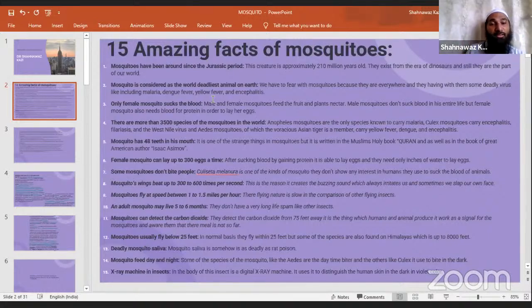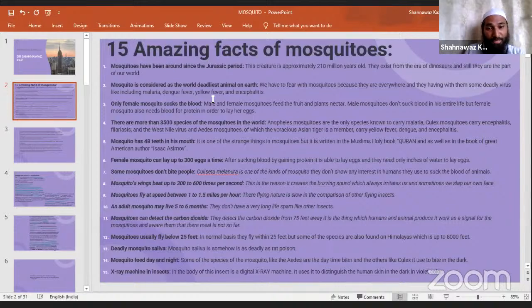A female mosquito can lay up to 300 eggs at a time. So after sucking the blood and gaining the protein from the blood, it is able to lay almost 300 eggs at one time, right? After that, it is still living, and it can still lay more eggs in its whole life cycle, which lasts almost 5 to 6 months. A male would die in about a week's time, but the females go on to live for almost 5 to 6 months.